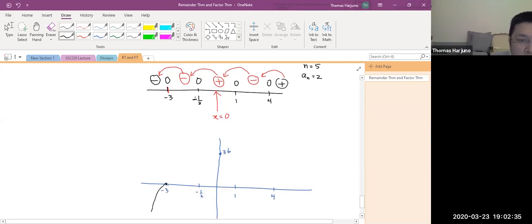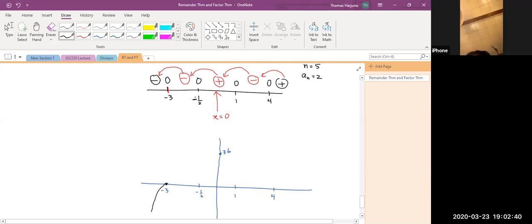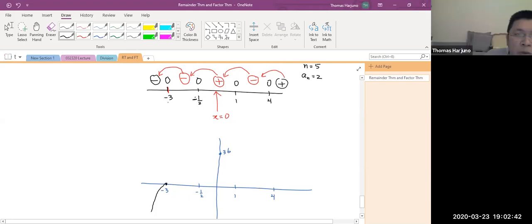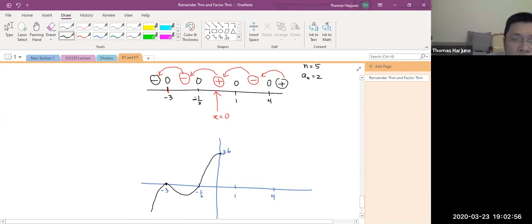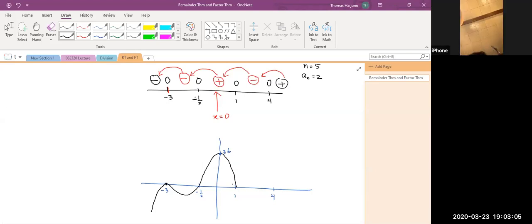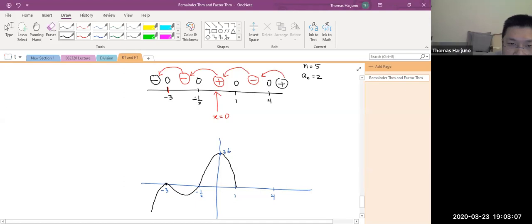When I touch negative 3, do I go up or down? Down. That's right, down, because between negative 3 and negative 1/2 is negative, which means it's below the x-axis. And then when I touch negative 1/2, do I go up or down? Up. And then I go through 36 on the y-axis. When I touch 1, do I go up or down? Down, because the sign graph says it's negative.